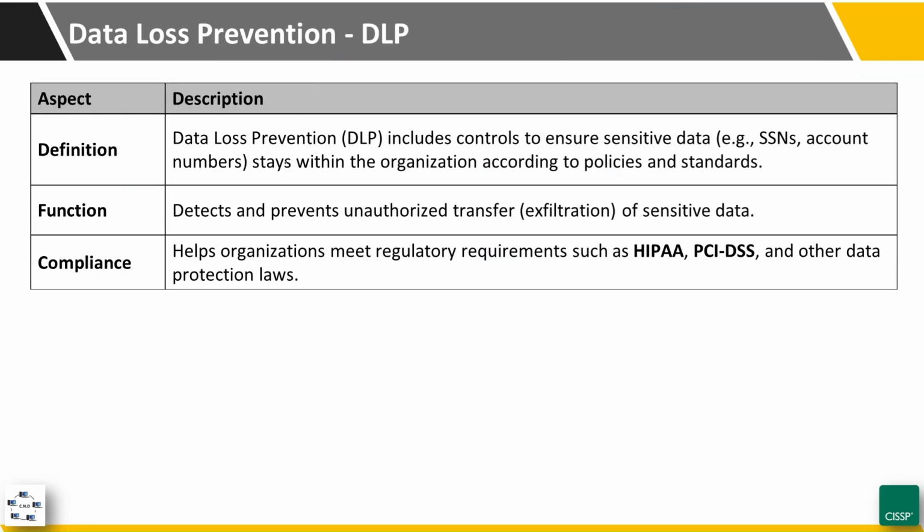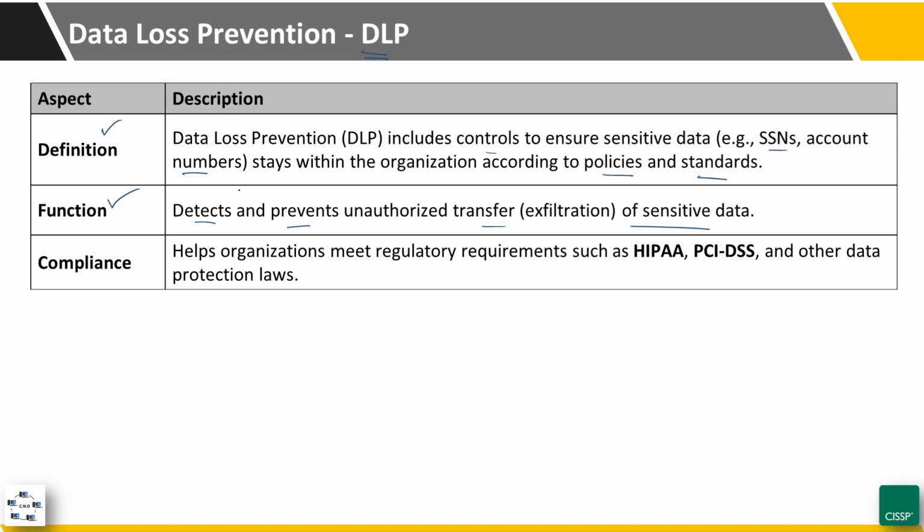So as I said about the DLP, that is data loss prevention. So what is DLP? So first of all, the definition. DLP or data loss prevention includes controls to ensure sensitive data, for example, social security numbers, account numbers, and other sensitive information stays within the organization according to the policies and standards. What is the function of DLP? So it detects and then prevents unauthorized transfer or exfiltration of sensitive data.